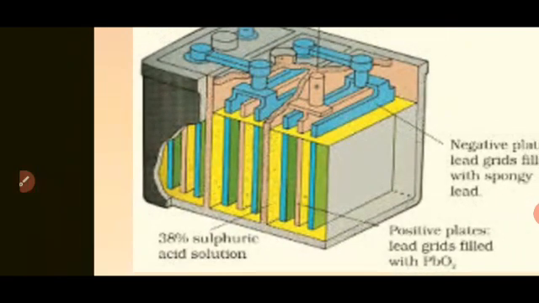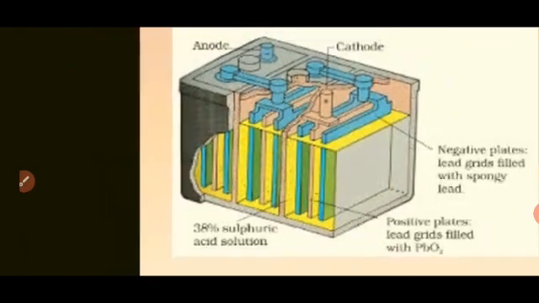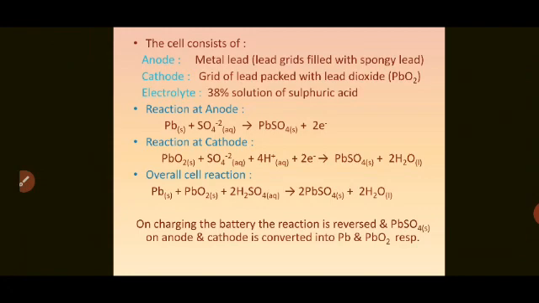Now which electrolyte is used for this? A 38% sulfuric acid solution is used as the electrolyte. Now what does the cell consist of? The anode is metal lead, that is, lead grids filled with spongy lead. Grids means just like a network. What is the cathode? A grid of lead packed with lead oxide. So at the anode only metal lead is there and at the cathode PbO2 is there, that is, lead oxide, right?